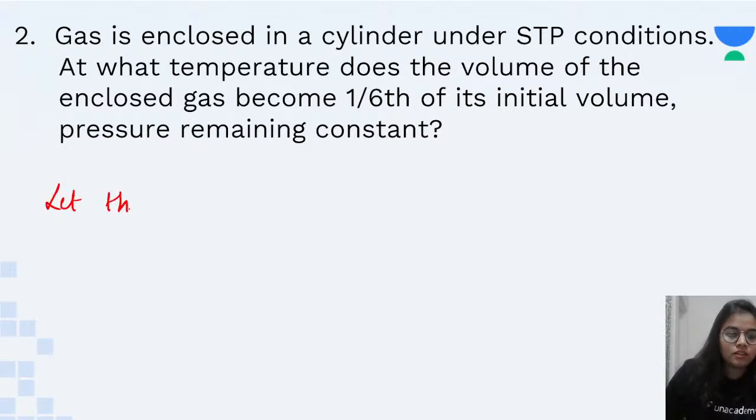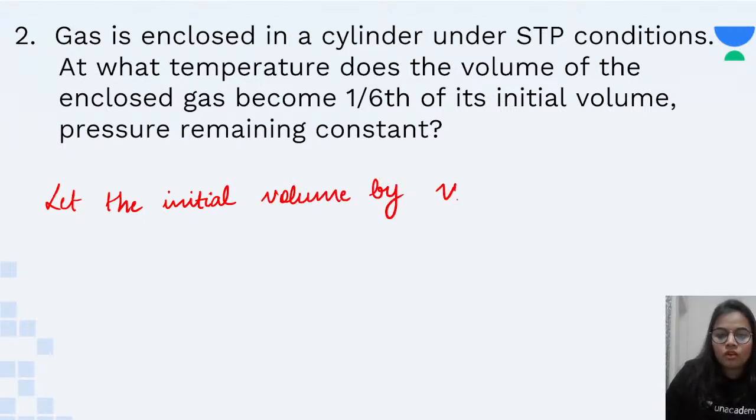So let the initial volume be V1. Okay, so we are taking the initial volume as V1 because there is no value given to us in the place of V, right? Now, what is given in the question?